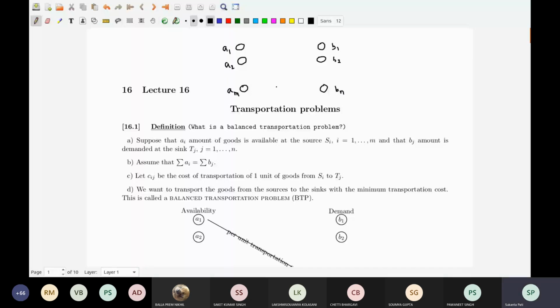Okay, and what is given? It is given that the summation of Ai, the total availability, is equal to the total demand. The idea is to transport things from one place to another, and the cost of transportation is also given. C12 will be the per unit transportation cost from source 1 to sink 2. Similarly, from source m to sink n, this will be Cmn. So you will be given a cost matrix, an M by N cost matrix. C is the cost matrix.